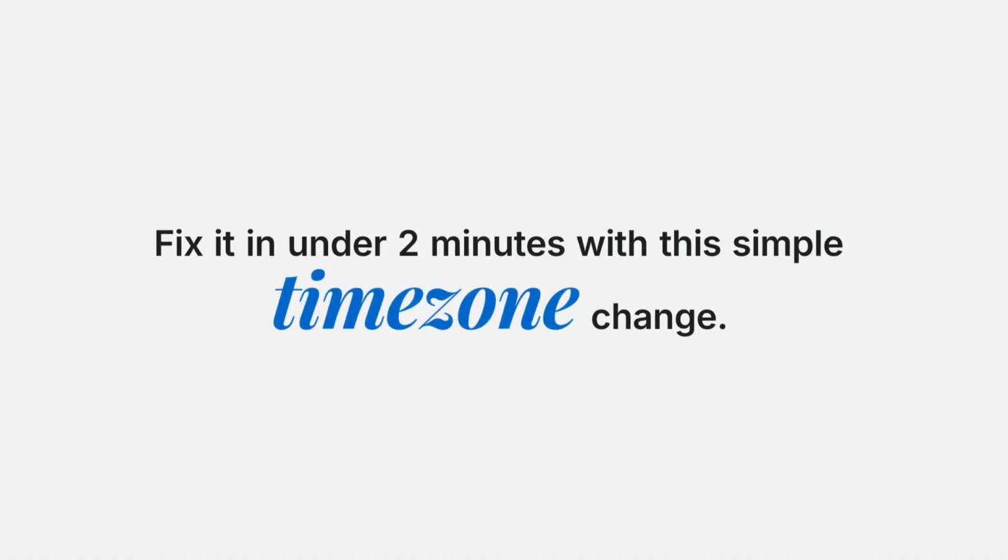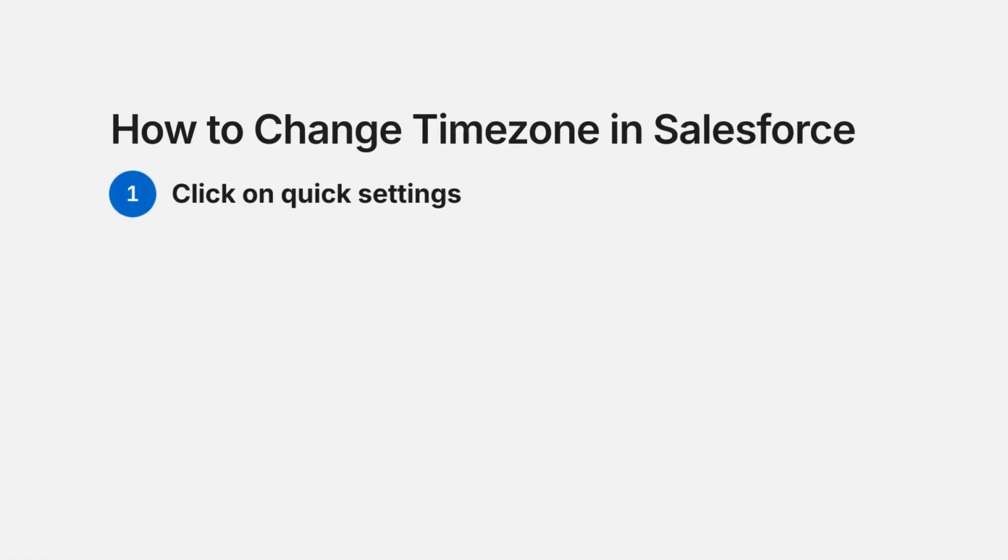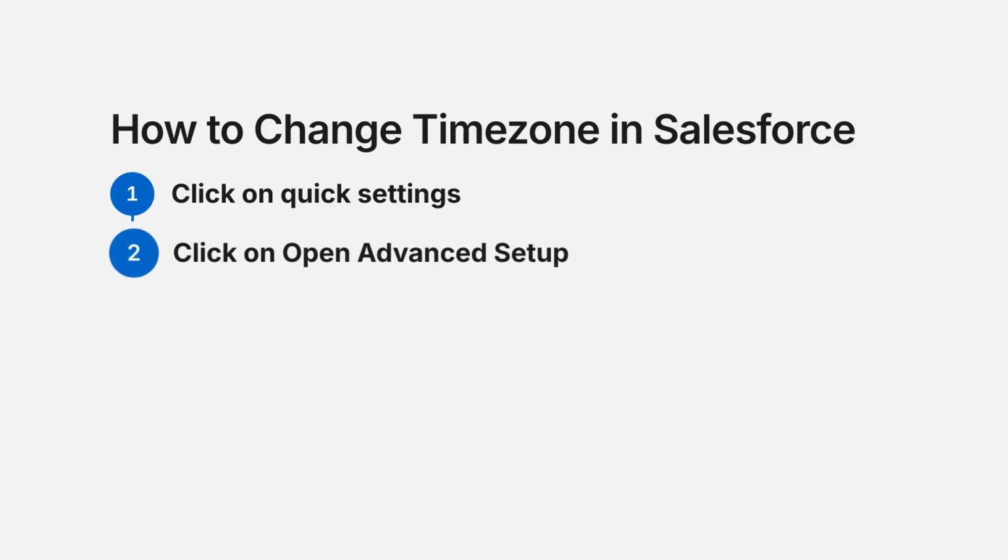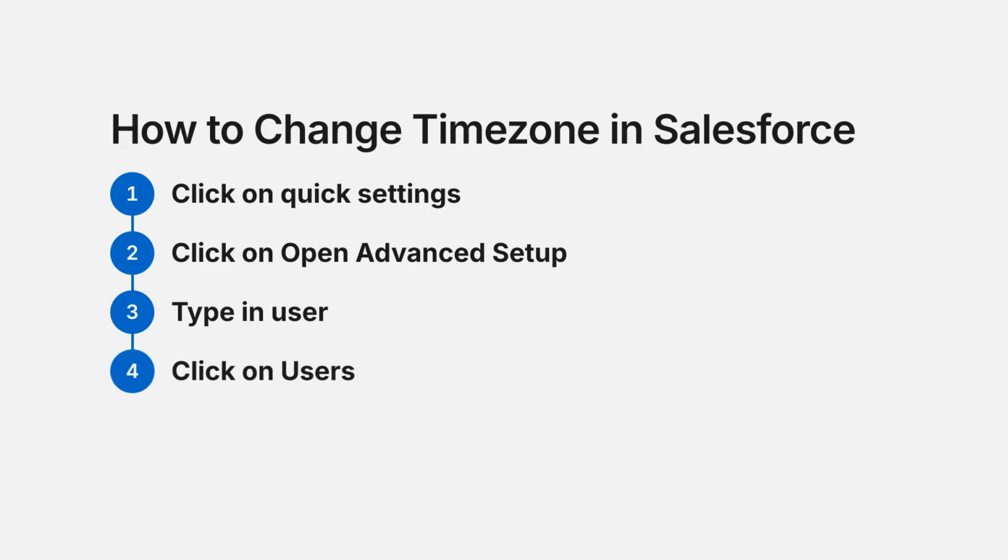Are you tired of Salesforce showing the wrong time for your meetings and reports? Fix it in under 2 minutes with this simple time zone change. I'll walk you through the exact steps to change a user's time zone. First, access the Setup menu, then find the user, and finally, update the locale settings.